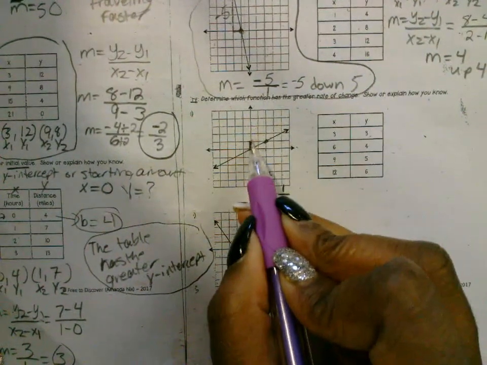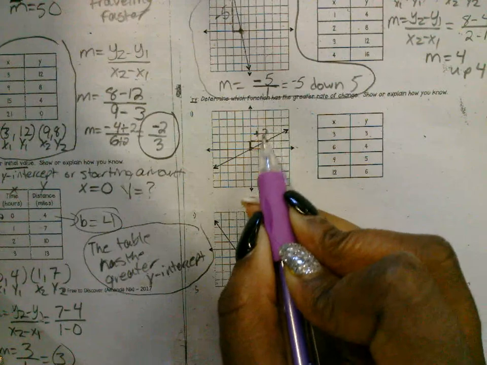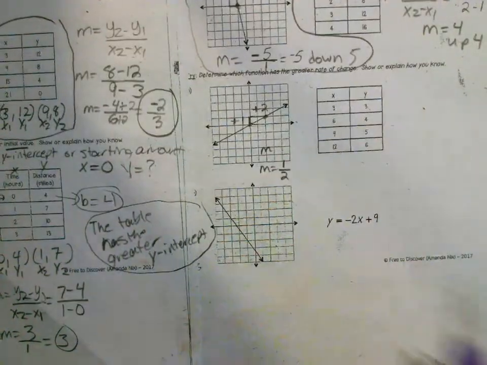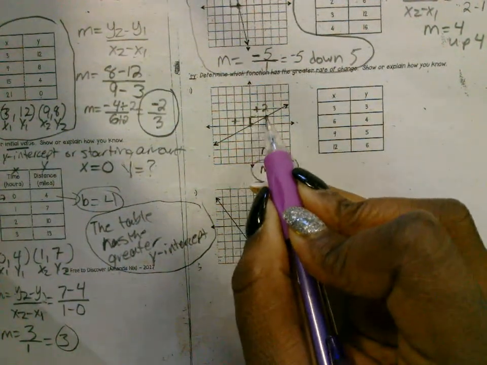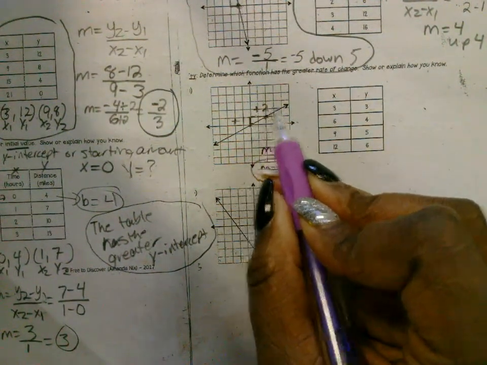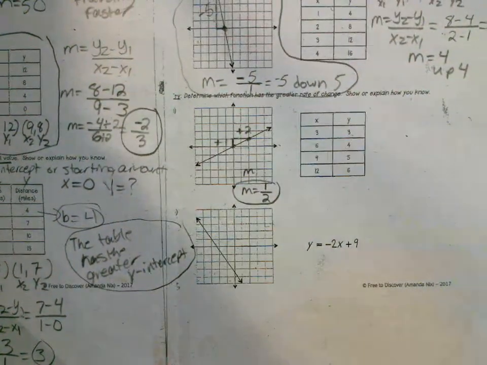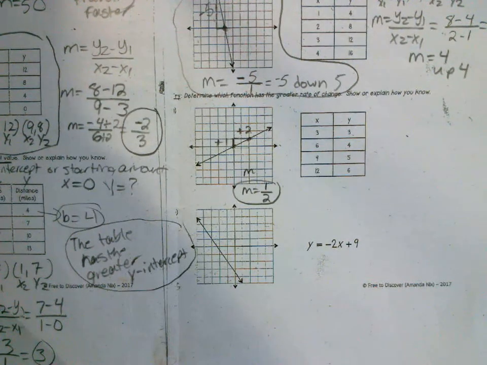How far do I go over? 2. 1, 2. So my bottom number is a positive 2. This is my slope for the graph. 1 over 2. 1, up 1 over 2. That's my slope. Any questions about that? You get that? Please write it. Some of you hadn't written that. Please write it. Let me know if I'm moving too fast, okay?